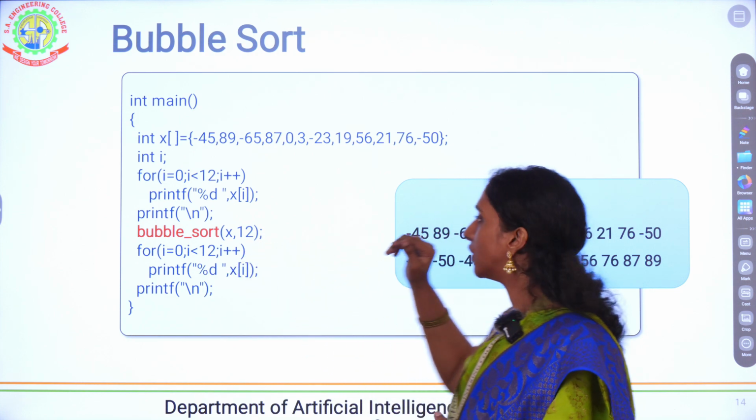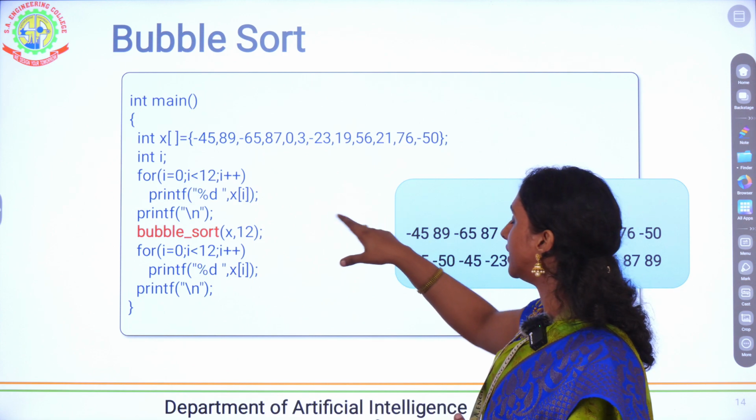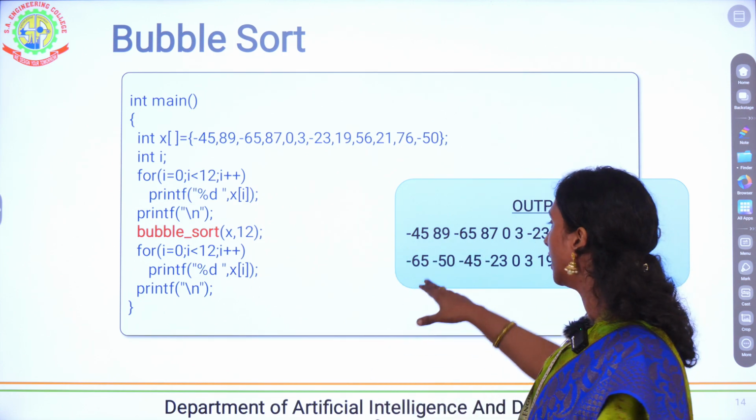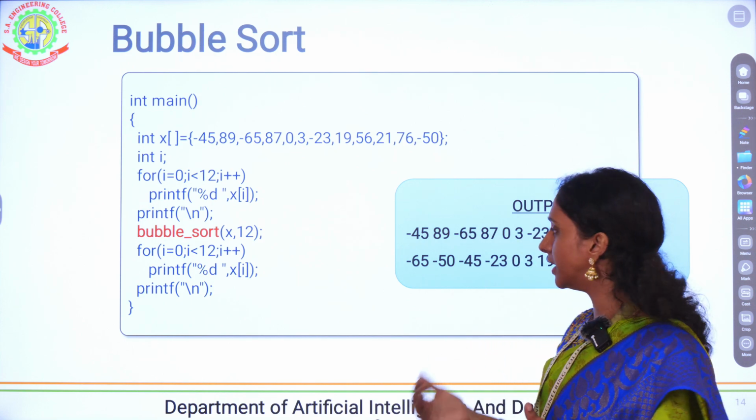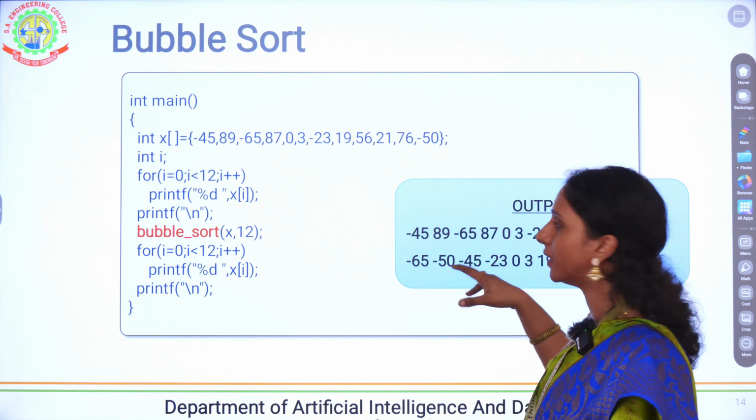So here from the output you can see when the list is printed as it is, the numbers are not sorted. Once the sorting has been done by using the bubble sort function, we get the elements in proper order.